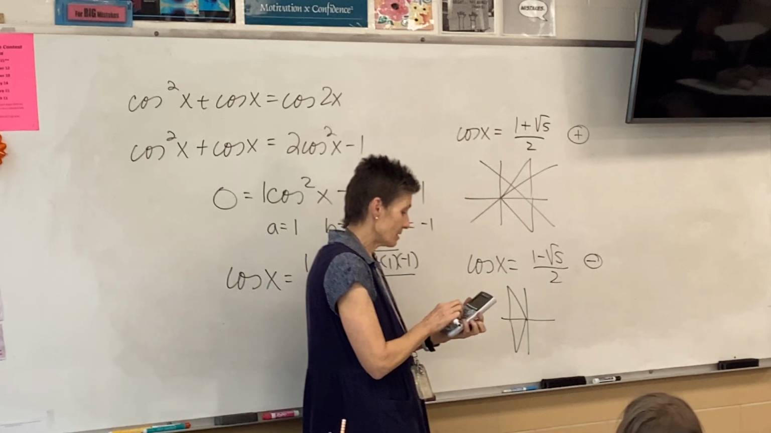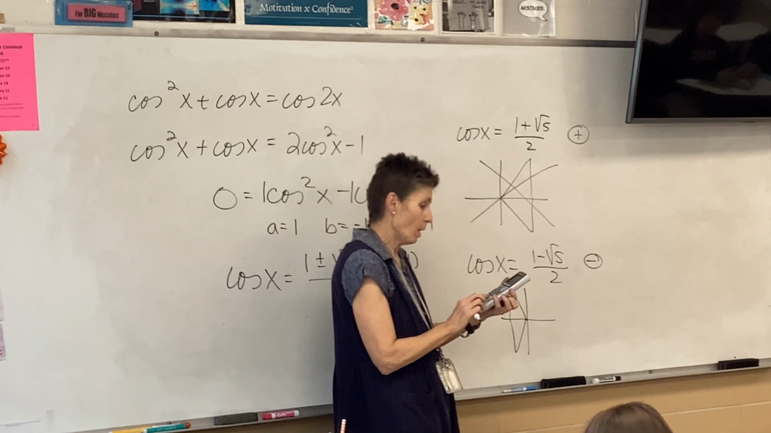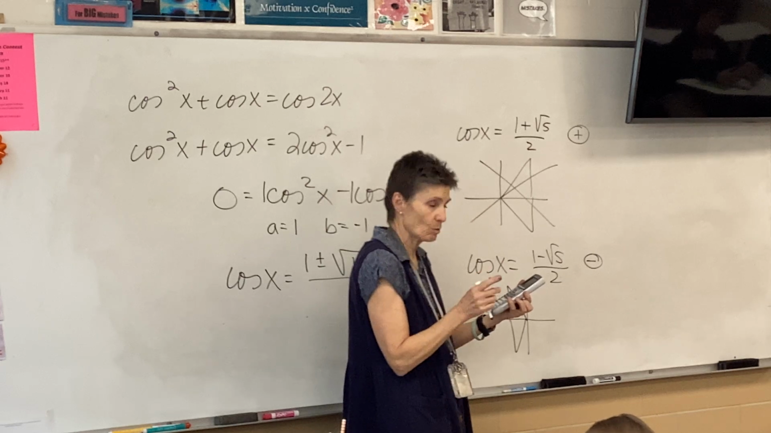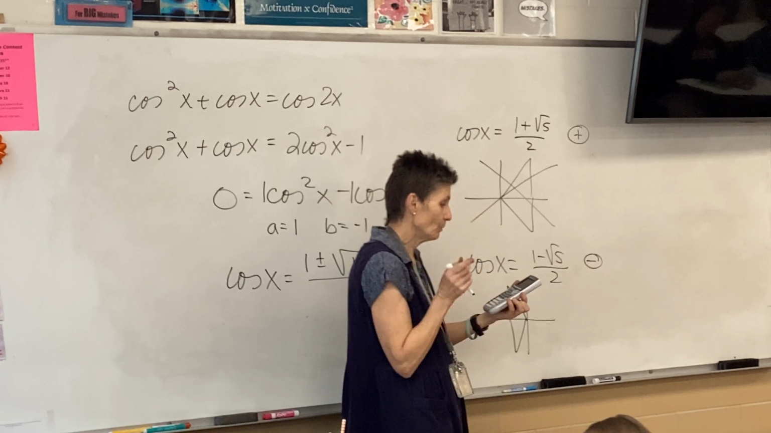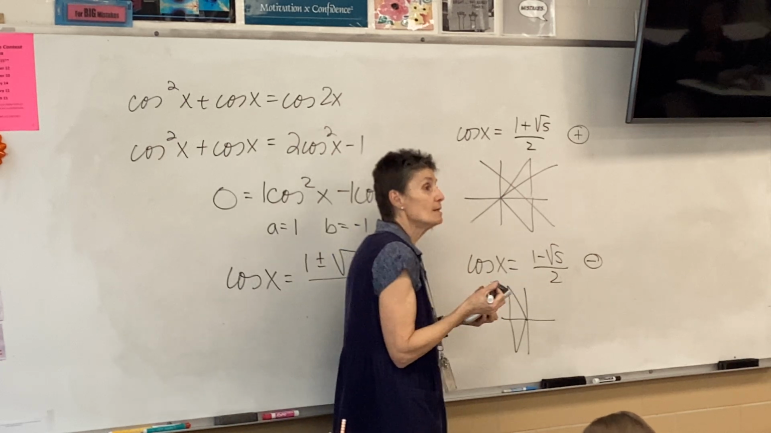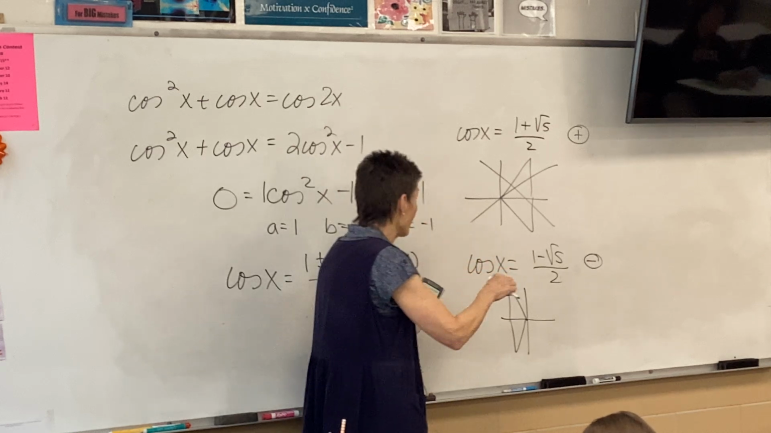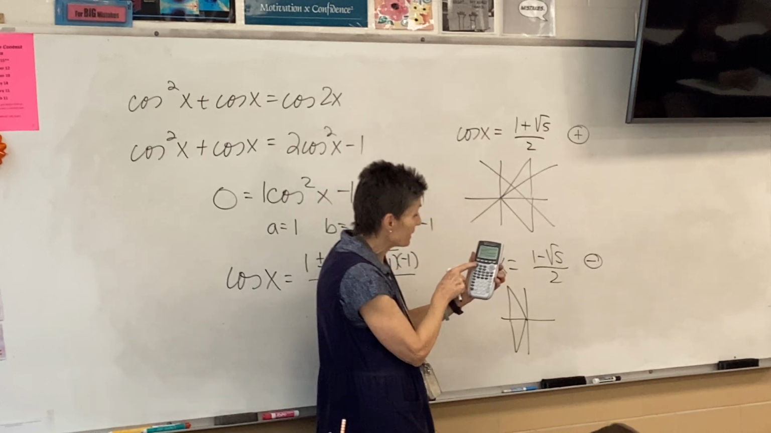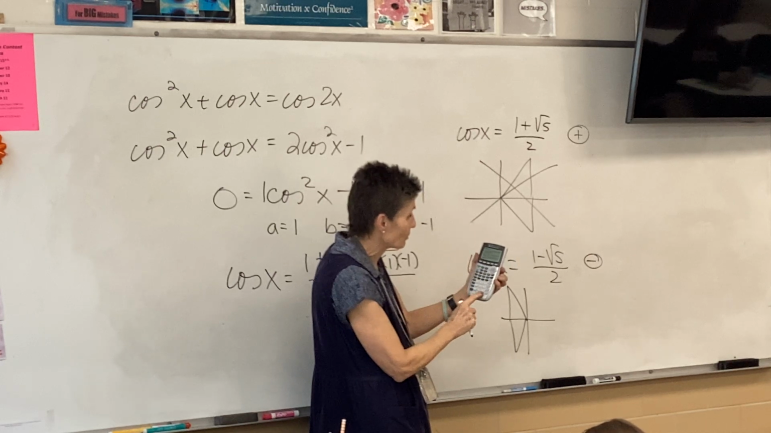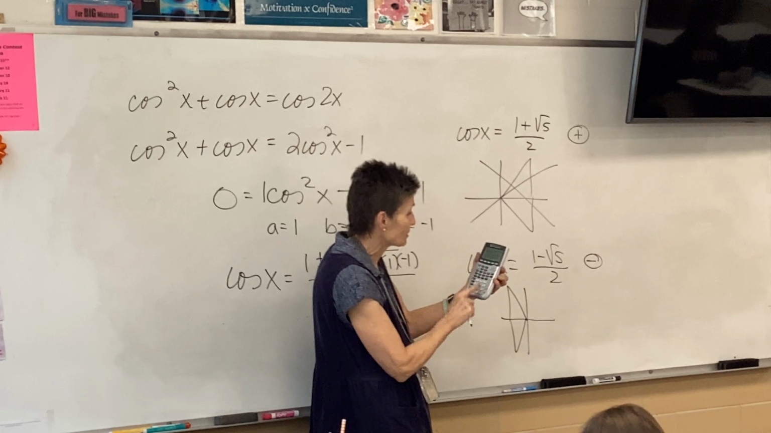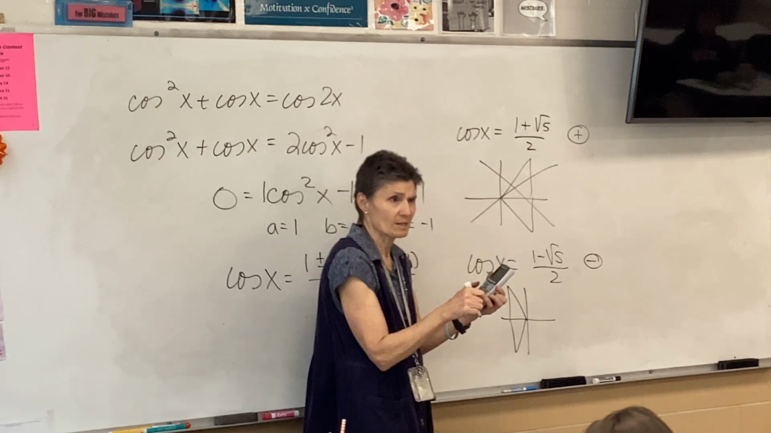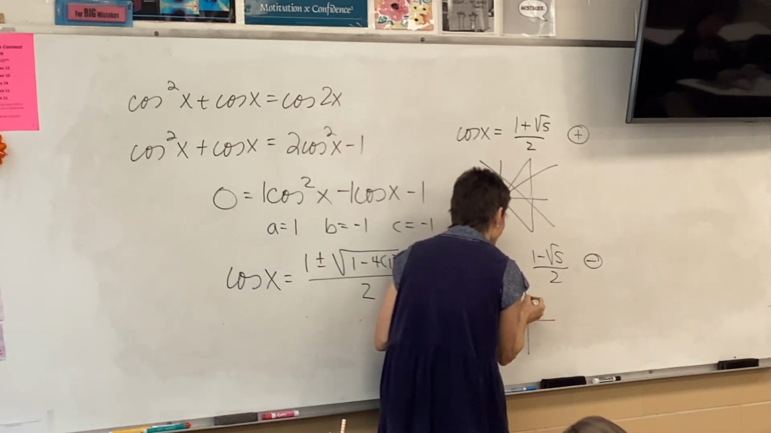Alright, so now we'll do 1 minus the square root of 5, divided by 2. Did you get negative 0.618? Okay. Now, that is not the angle, that's the cosine. So take the inverse cosine of that decimal for the second answer. 2.237. 128 is what I got. 128.17.